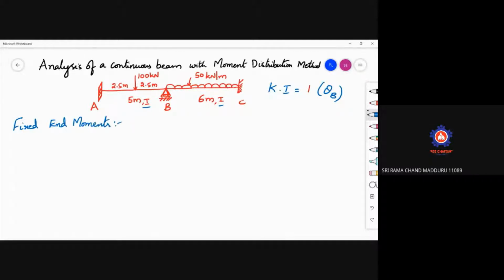So for these fixed end moments, MFAB is equal to, so this is already known that for the moment distribution method, the sign convention is anti-clockwise will be considered as negative, clockwise will be considered as positive. So minus WL by 8. So this is minus 100 into 5 by 8. So this is minus 62.5 kilonewton meter.